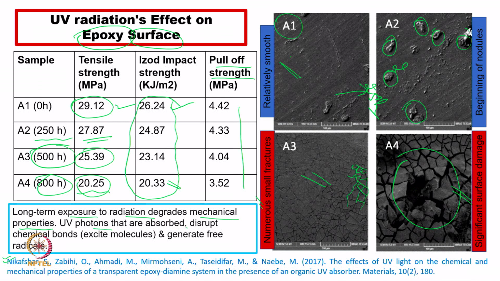UV photons that are absorbed by the epoxy disrupt the chemical bonds, excite the molecules and generate, the main thing, free radicals. So, that chemical activity will also increase, and then it will cause more and more damage. So, we need to keep in mind that UV radiation or other kinds of radiation are really harmful for several materials. As I mentioned, as a couple of examples, maybe ceramics or glasses, there are a few materials which will not get affected up to a certain limit by the radiation.